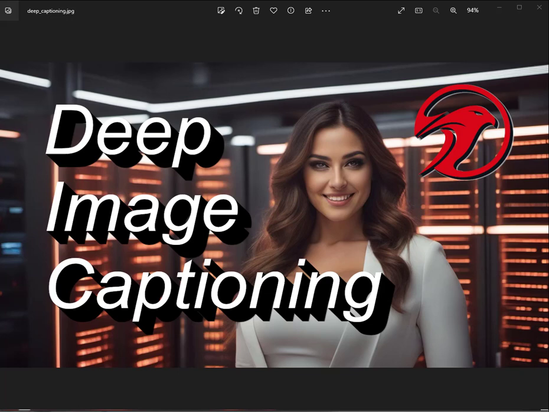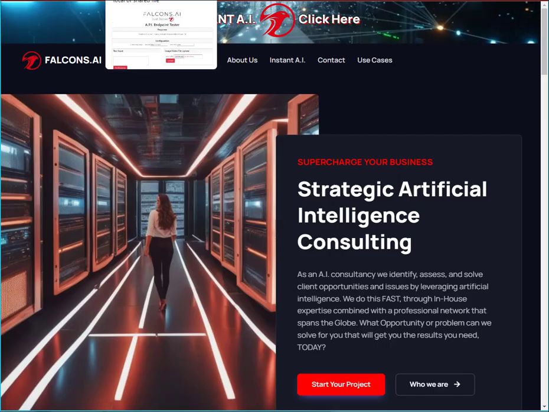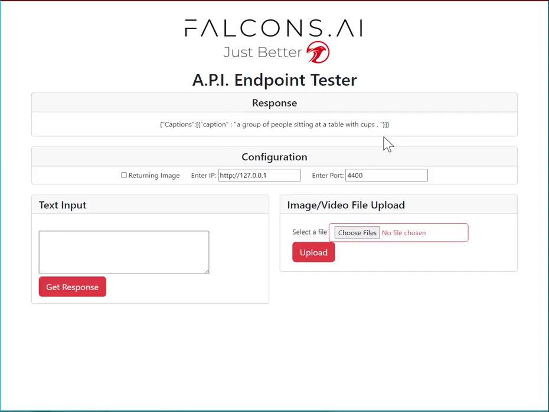Hello again, everyone. In this episode, we're going to get into some deep image captioning using artificial intelligence. First, I want to show you what's currently used for image captioning. This is our API from previously. It just gives you basically a snapshot of what's in a particular image.